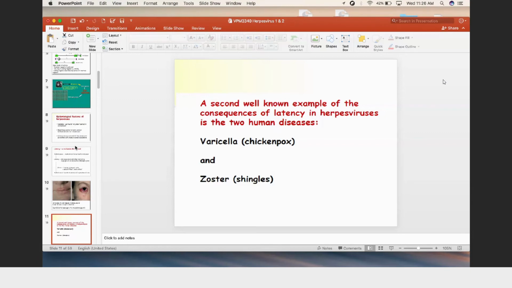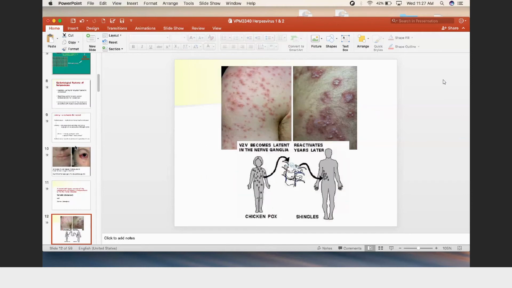First-time infection, we call it chickenpox, or varicella virus. But the same virus remains latent after some time. They reactivate, then produce a disease, recrudescence, and that disease we call shingles. Chickenpox and shingles are caused by the same virus, but the difference is the first one is acute or primary infection. The second one is reactivation following latency. That's just to show you an example.